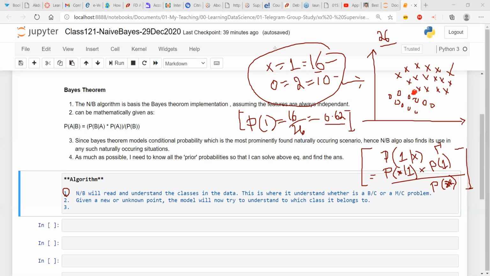Let me draw that virtual circle in a different color. It's going to draw a virtual circle like this. How does it draw a virtual circle like this? This is a parameter which you can pass in the algorithm, where you can specify the number of nearby points it is going to constitute.